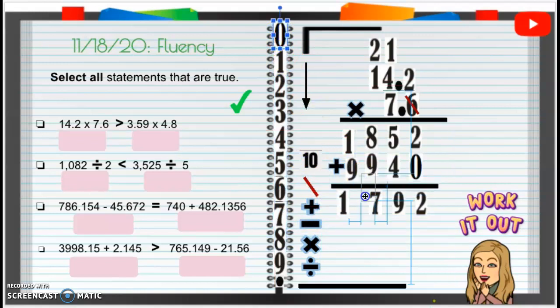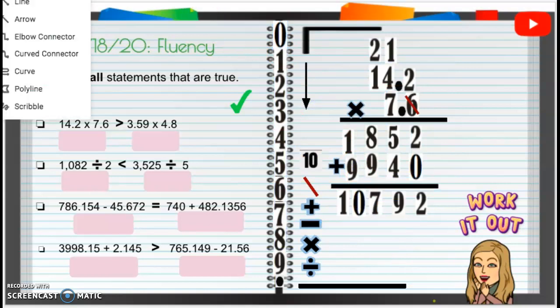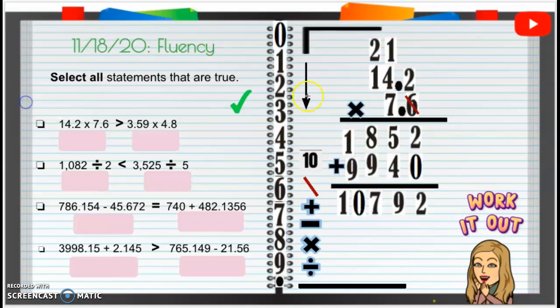Now, what did we forget to do? We need to put our decimal in. So how many digits are we going to put our decimal in? So let's see, we go in 1, in 2 total. All right, so we're going to go in 1, in 2, and our decimal is going to go between our 7 and 9. So 14 and 2/10 times 7 and 6/10 is going to be 107 and 9200.